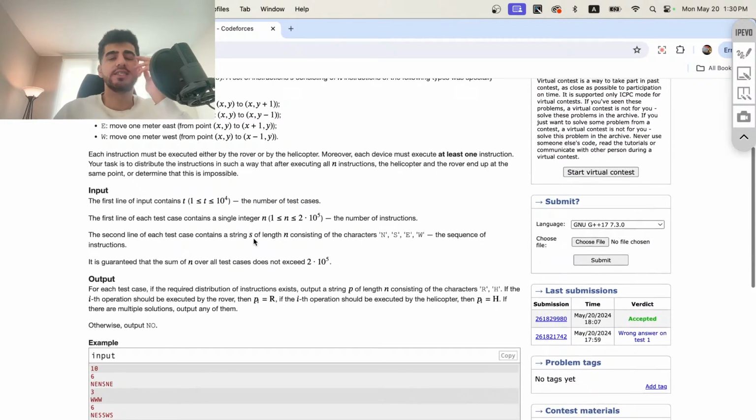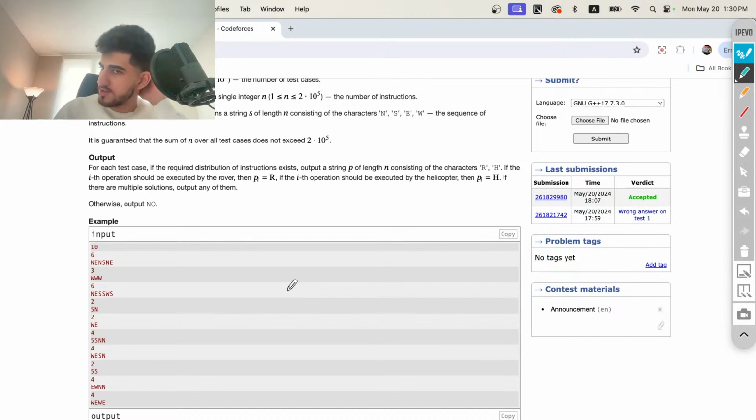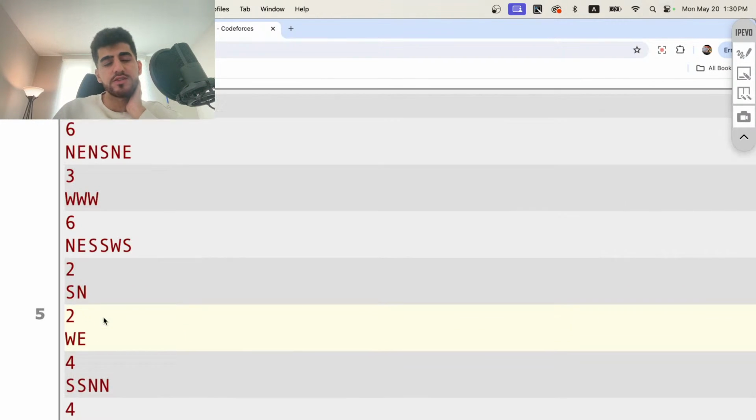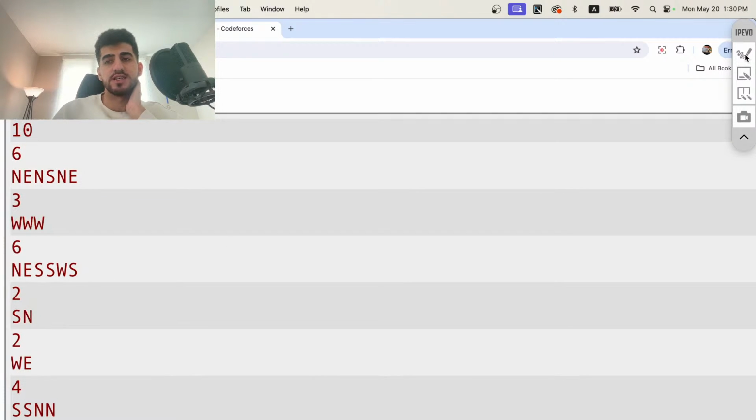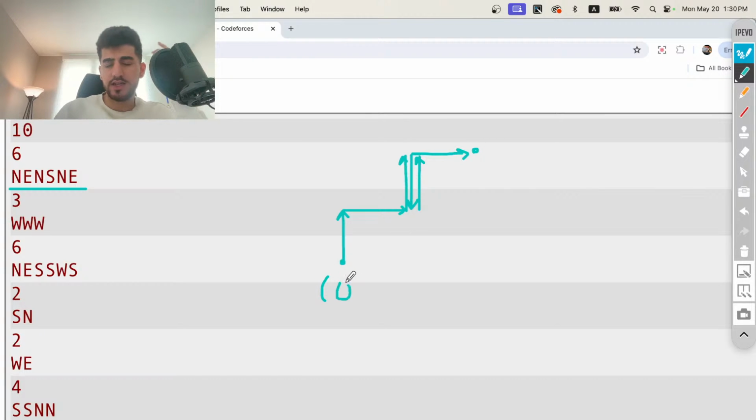In this problem, assume that we have two robots. We want both of them to be at the same position at the end. I'm saying just do it with one. Assume that only one robot does all this. So first it goes north, then east, then north, then south, then north again, and then east. It starts at 0 and 0 definitely, and ends at 2 and 2.